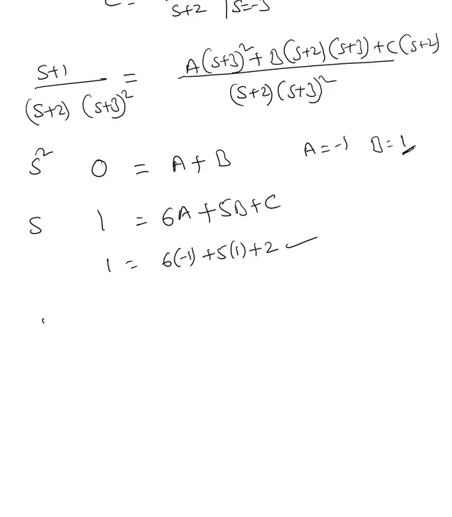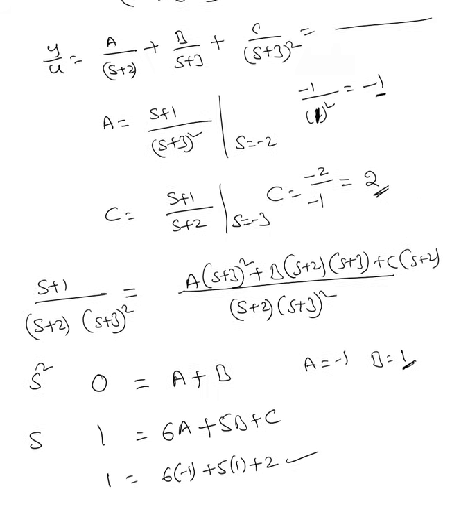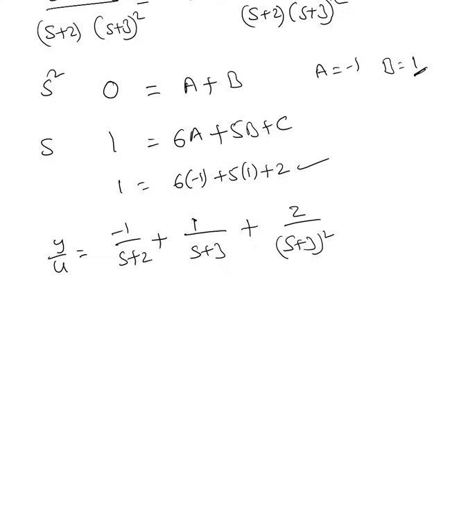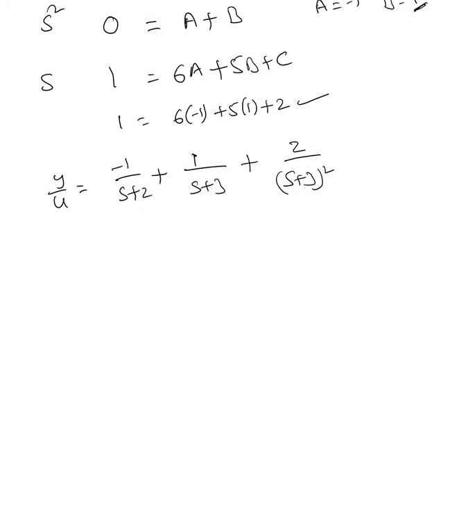So now I have Y over U equal to, what is my a, minus 1 over s plus 2, plus b times 1 over s plus 3, plus c, which is 2 over (s plus 3) whole squared. If you have a repeated pole, the simulation diagram is drawn a little bit differently. So I'm going to draw the simulation diagram first. If you look at it, the first one is simple and the second one is also simple. So here is the first one.